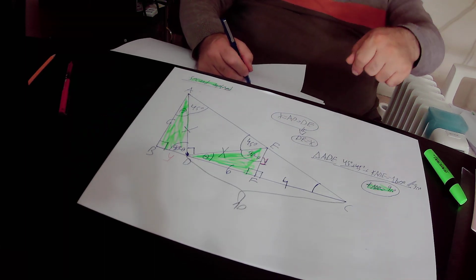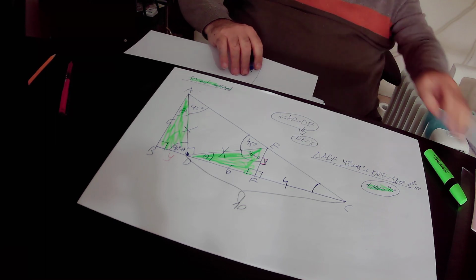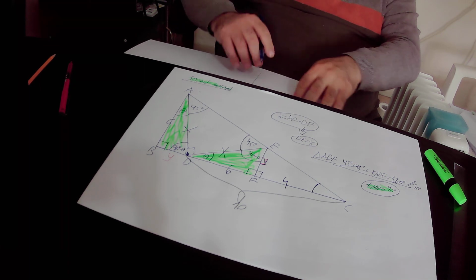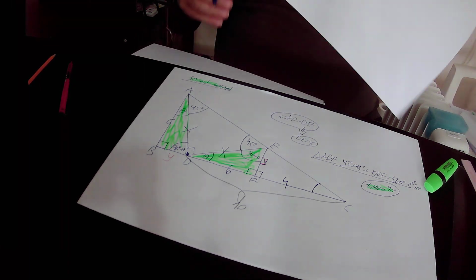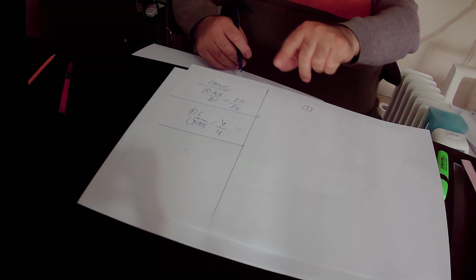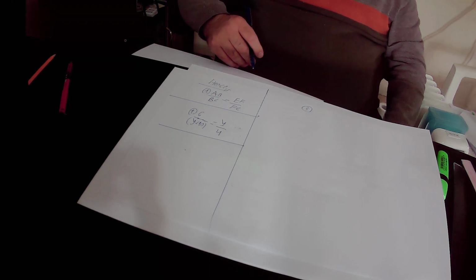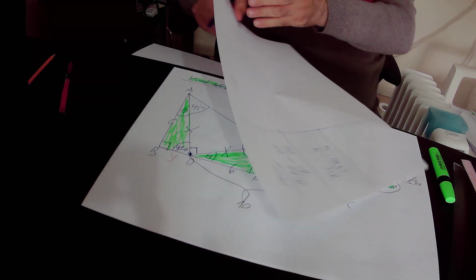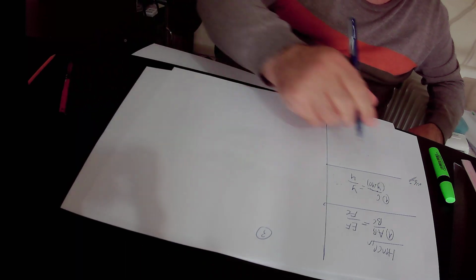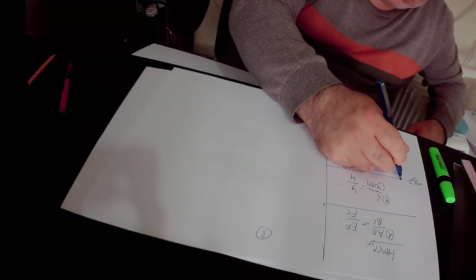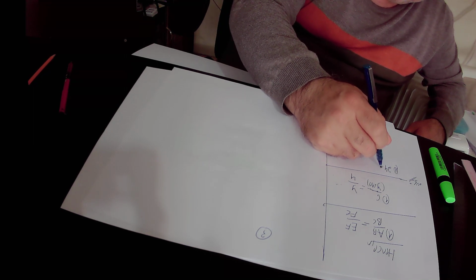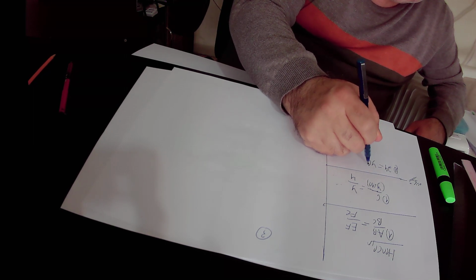FC equals 4. So, in conclusion, we found out that according to equation number 1, 6 over Y plus 10 equals Y over 4. Here we will cross multiply this equation, and we'll get that 6 times 4 is 24, and it is equal to Y times Y plus 10.